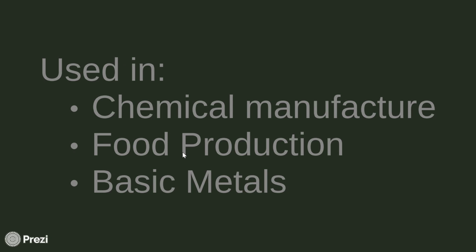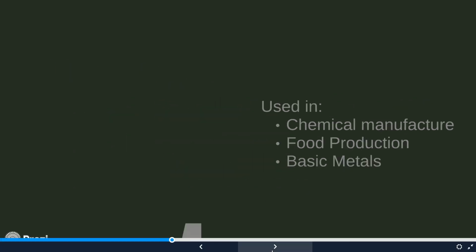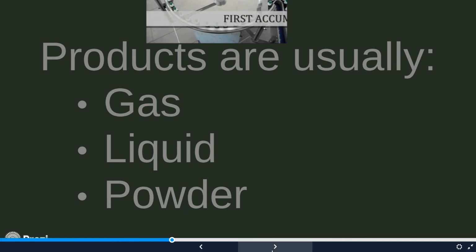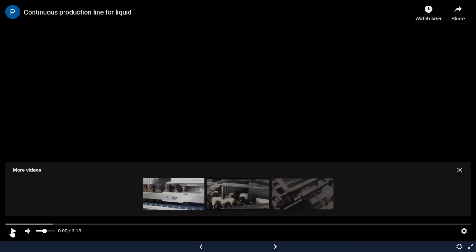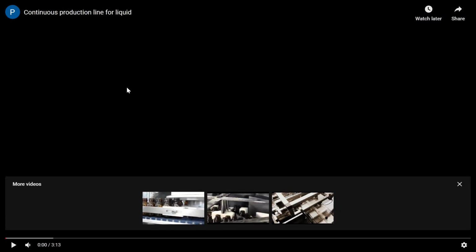So things like ovens are a continuous system where the product goes into the oven and then comes out the other side cooked. And then of course we have things like basic metals as well. So the steel industry, for example, is a continuous system. They operate 24 hours a day, and the human interaction is with the start of the production plant and also the end of the production plant. Usually what's produced is a gas, a liquid, or a powder, and I have a little video here which shows you the continuous production line for a liquid.